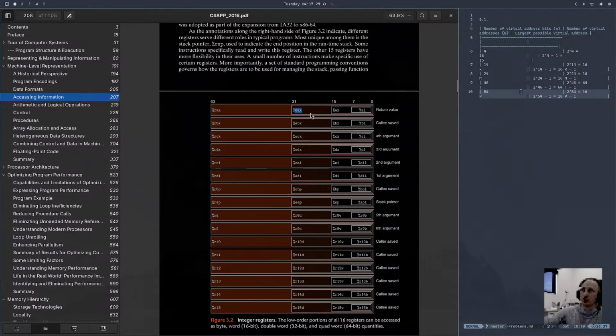EAX is the 32-bit version of it. AX is the 16-bit, and AL is the lower 8 bits of that register. And it's typically used as the return value, or in the case of a syscall, it is the syscall number that you're using to invoke the kernel. So you can see how things relate here. So these are all the general purpose registers, 64-bit, 32, 16, and the low order 8. And then on the right hand side here, there are little comments about what they're typically used for.